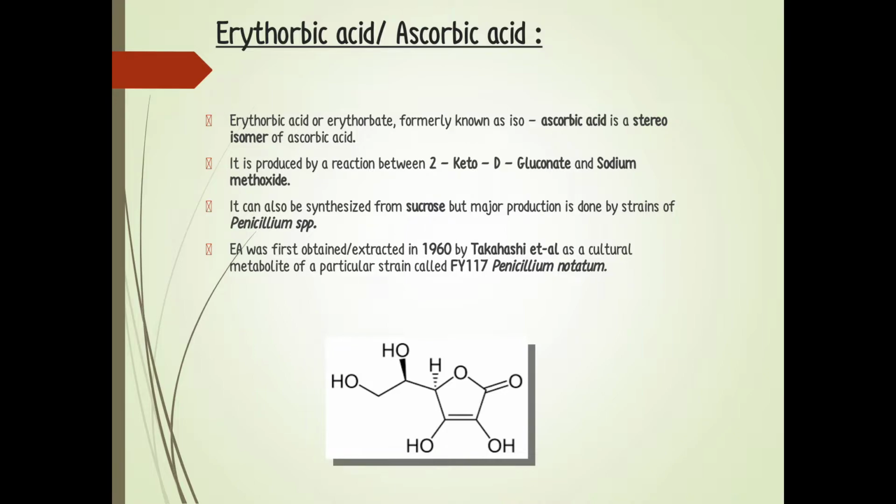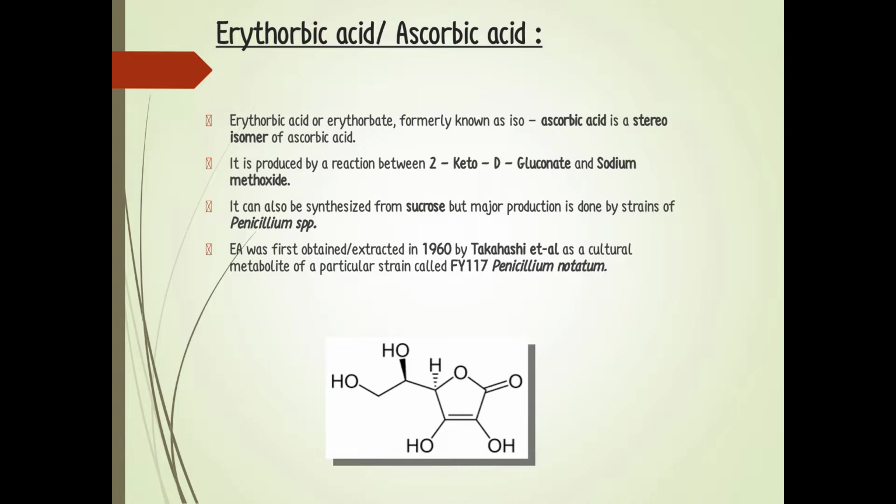All right. So it is produced by a reaction between 2-keto-D-gluconate and sodium methoxide, and it can also be synthesized from sucrose, which is a disaccharide, but major production is done by strains of Penicillium species. And everybody knows Penicillium is a common word in the mouth of scientists, because it was discovered by Alexander Fleming and it's used as an antibiotic all over the world. And erythorbic acid was first obtained in 1960 by Takahashi and his colleagues as a cultural metabolite of a particular strain called FY117 Penicillium notatum.